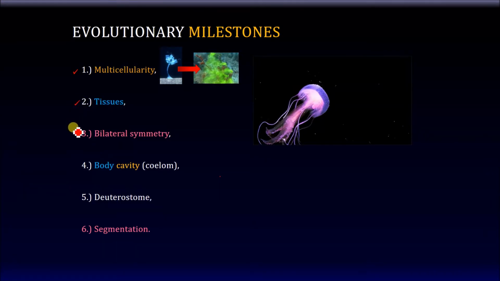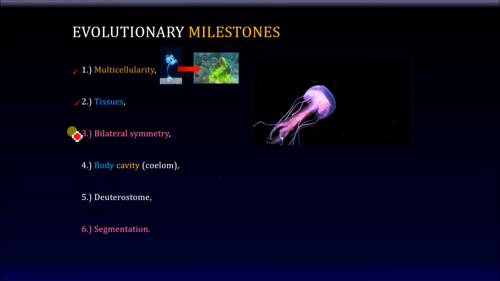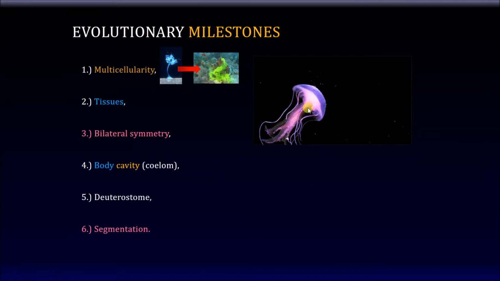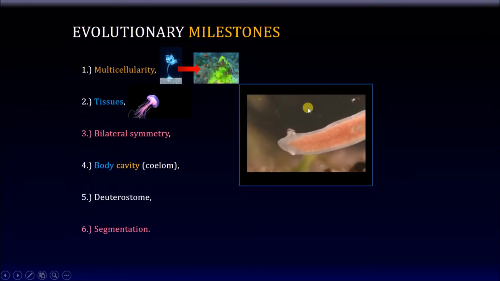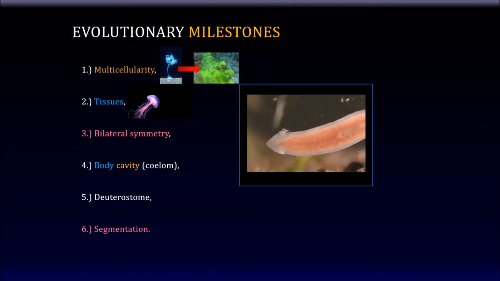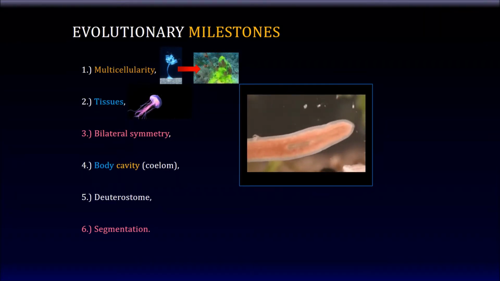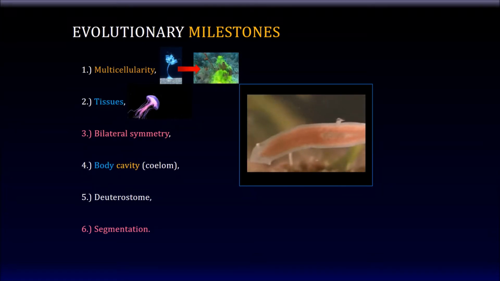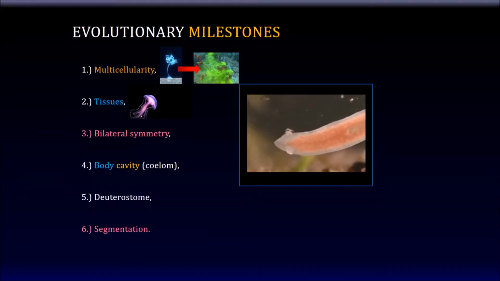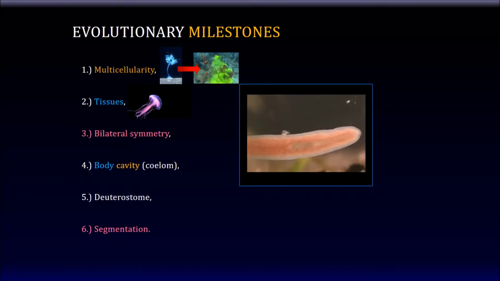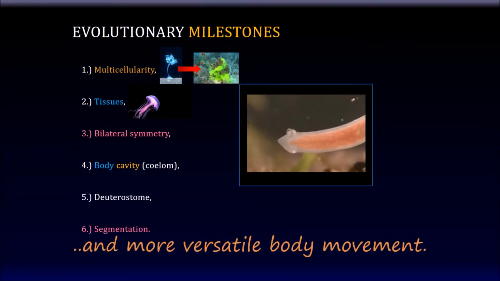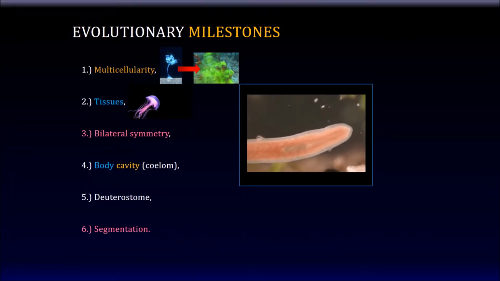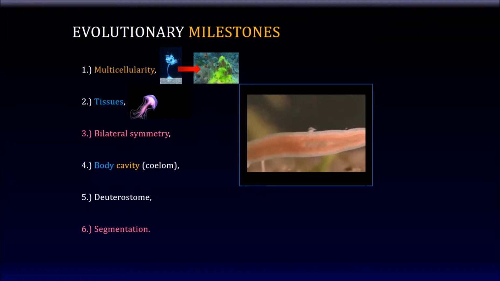The third great evolutionary milestone or breakthrough was bilateral symmetry. See, this jellyfish is radially symmetrical, but this flatworm here is bilaterally symmetrical. That is, it has two halves that are mirror images. Now, bilateral symmetry has advantages in that the sense organs of the animals can be concentrated in the front end. It allows for a more efficient and expert use of sensory perceptions, and this definitely gives a survival advantage. So bilateral symmetry was a remarkable evolutionary milestone.